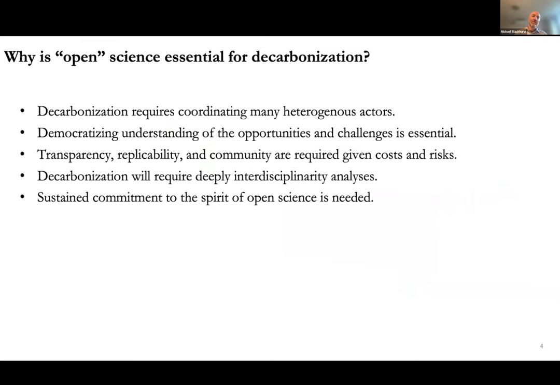So why is open science so important for decarbonization? Well, like I said in the previous slide, we have to coordinate a lot of different decisions, and they really do have to be coordinated to do this well. We have to democratize the understanding of opportunities and challenges. We really need to build trust. That's an important part of this. Transparency, replicability, and community are required given the costs and risks. Decarbonization touches all disciplines. I'm an engineer, but I really appreciate social science and how important it is, and I'd like to see it more utilized in our space. And we need to sustain a commitment to the spirit of open science to ensure that we can meet our decarbonization goals.